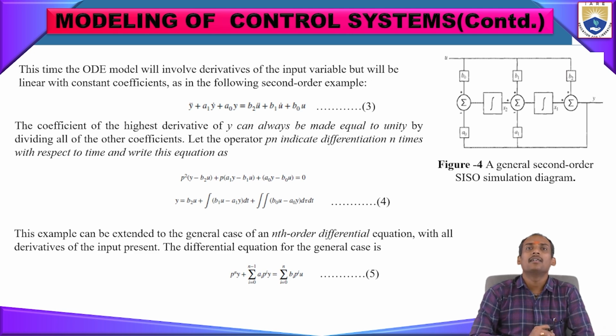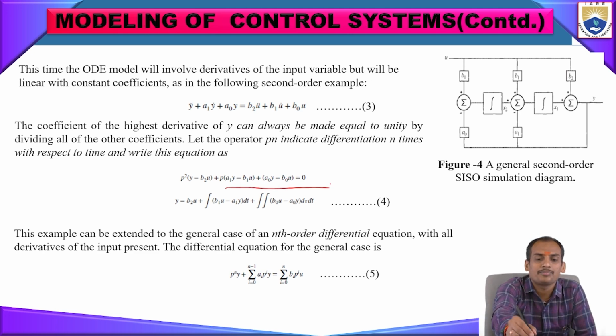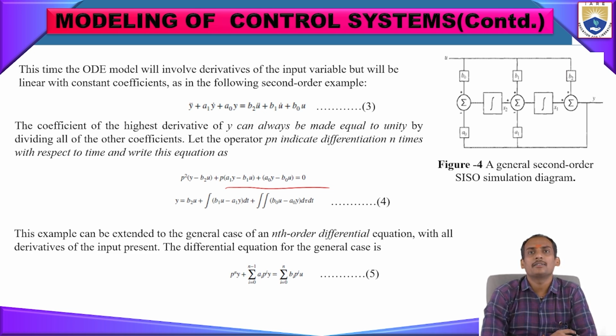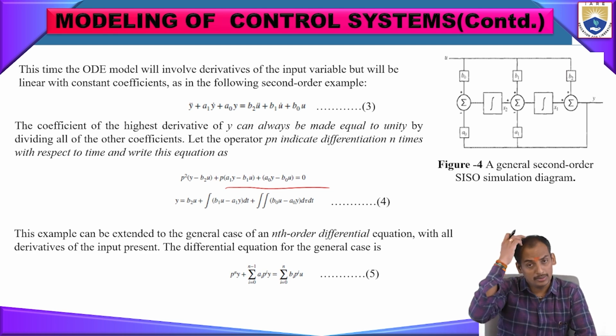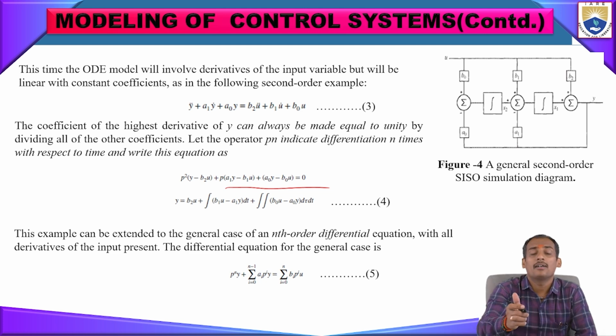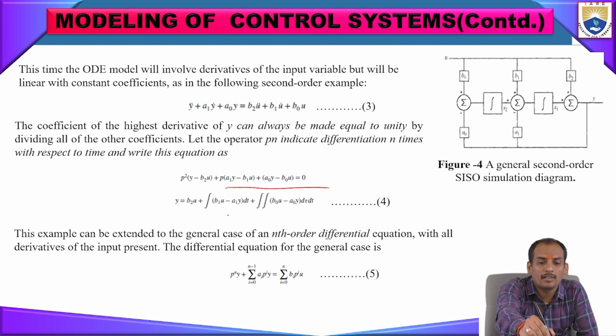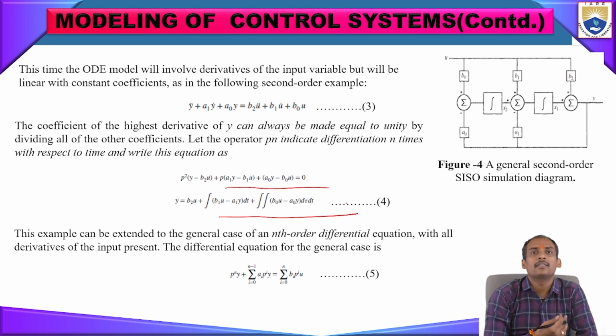So you can write it like this: p squared of y minus b2 u plus p into a1 y minus b1 u plus a0 y minus b0 u is equal to 0. Then, if we integrate this equation twice, after applying the integrators the equation will be like that. You can directly see it on screen also. This example can be extended to the general case of an nth order differential equation.